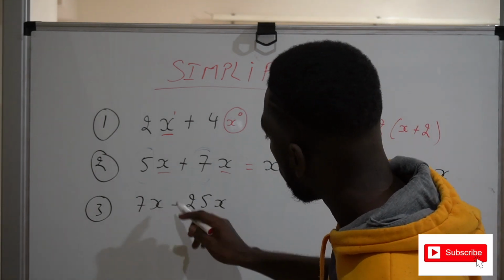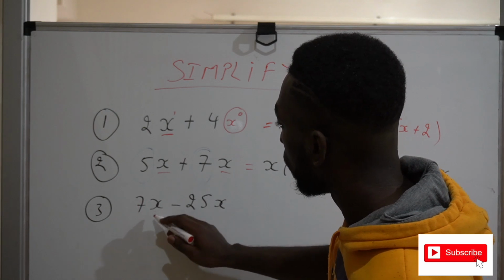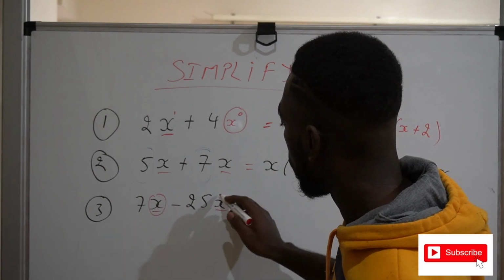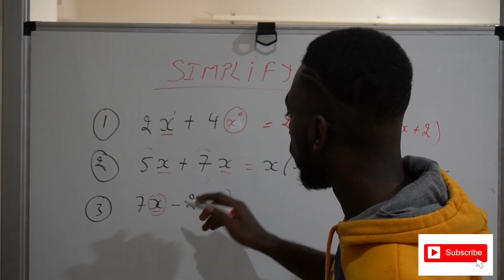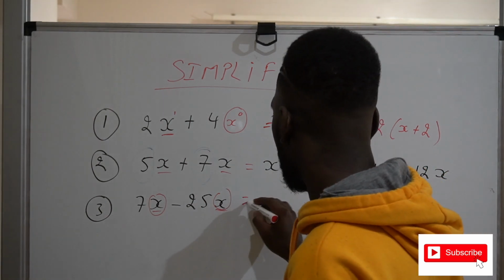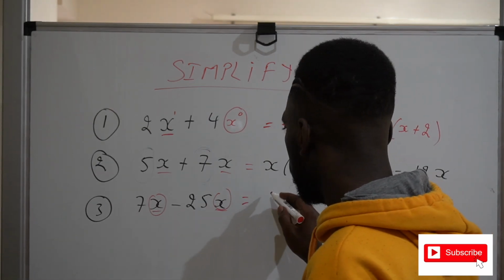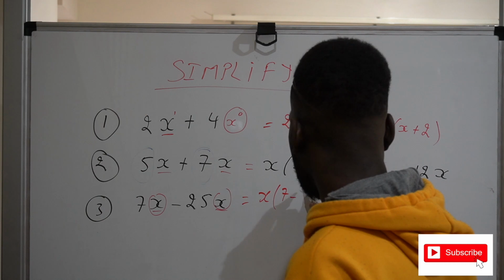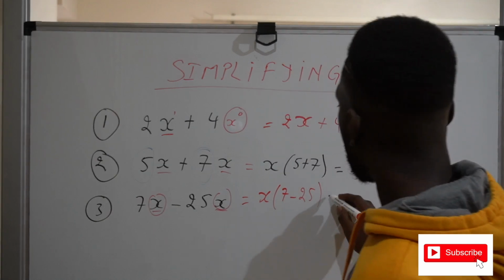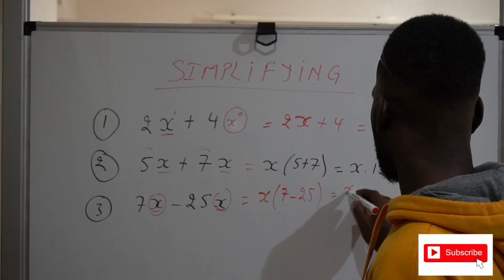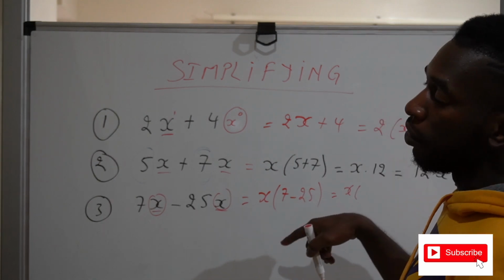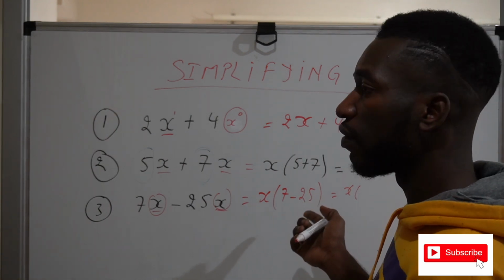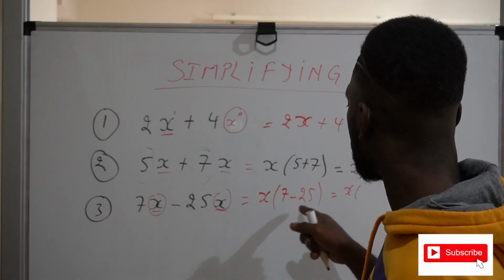However, we notice that there's no difference between the third one and the second one. So what you do is you add. They all have x in common, so you take x as a common factor. We can do the same thing here, and then have 7 minus 25, so here you have x times 7 minus 25. The negative 25 will win because it is greater than 7, therefore our answer has to be negative.